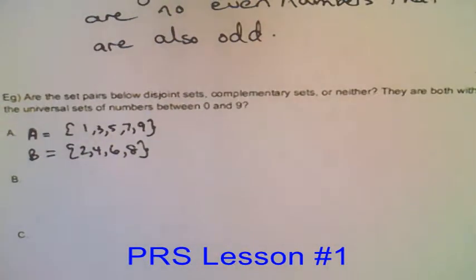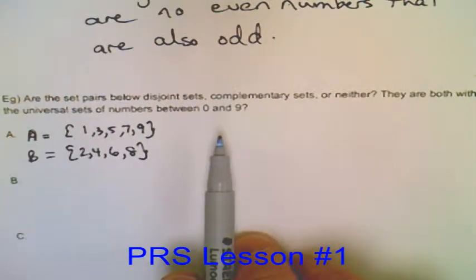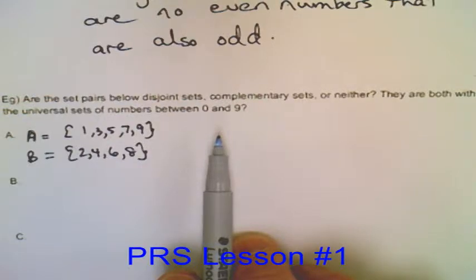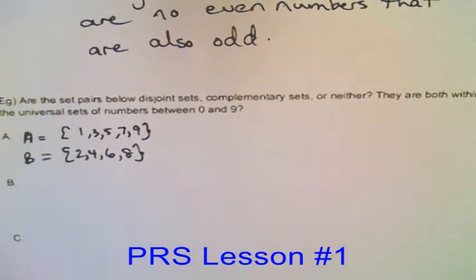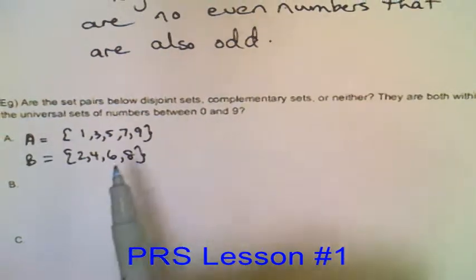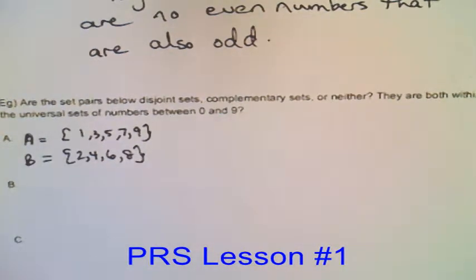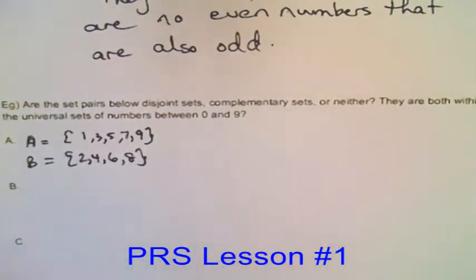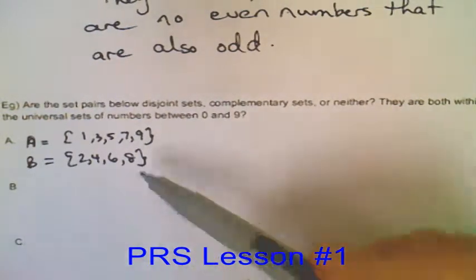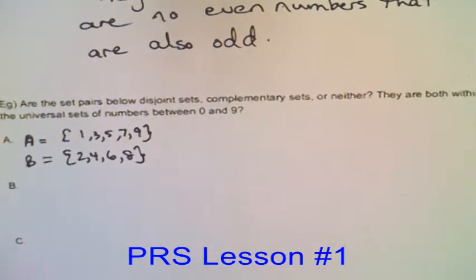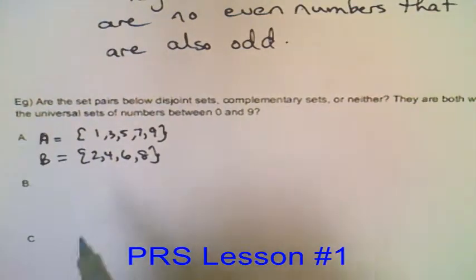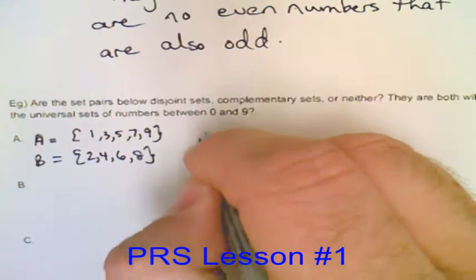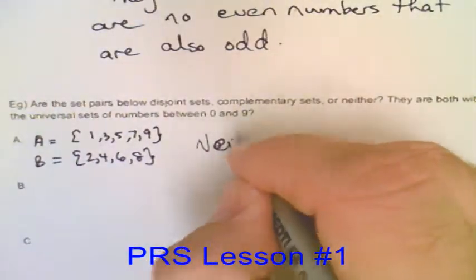Disjoint is just a term. So if I give you set A, which is the set 1, 3, 5, 7, 9, and I give you set B, which is 2, 4, 6, 8, are the pairs of sets below disjoint, complementary, or neither? They are both within the universal set from 0 to 9. So in this case, from 0 to 9, these don't include everything. You can say automatically, no, they're not disjoint.